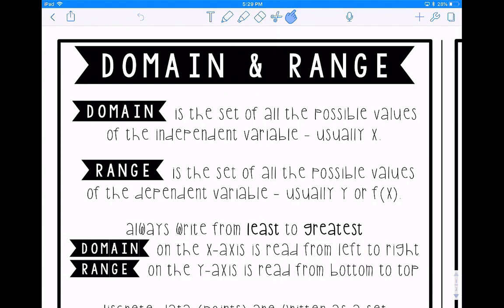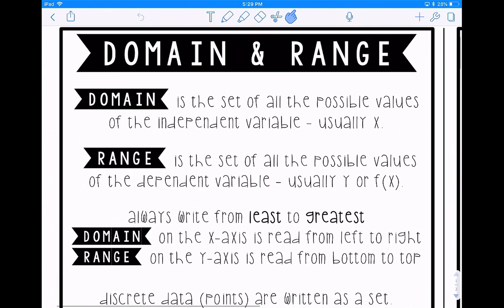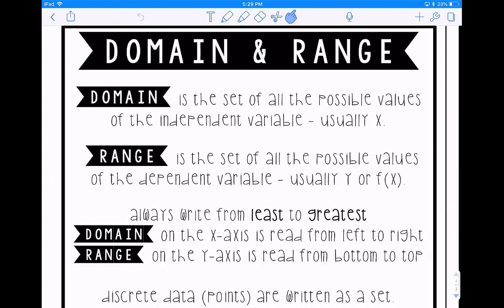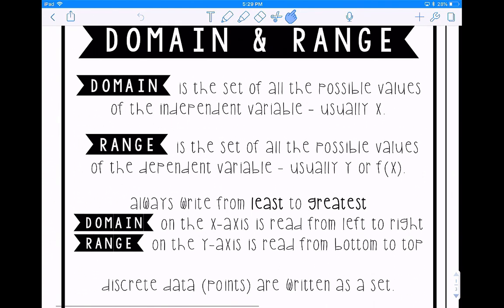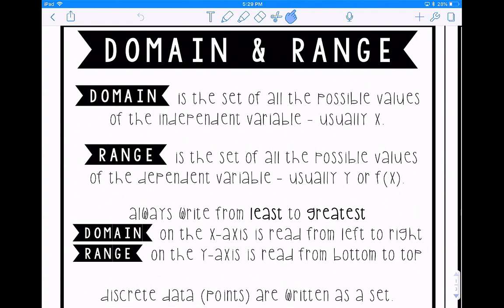Okay, so these notes are going to be about domain and range. The front is just basically some definitions and some clarification. So let's just go through this quickly here. It says domain is the set of all the possible values of the independent variable, which is usually x.